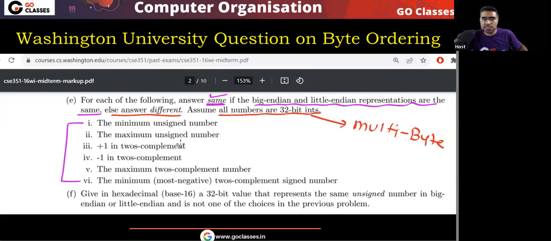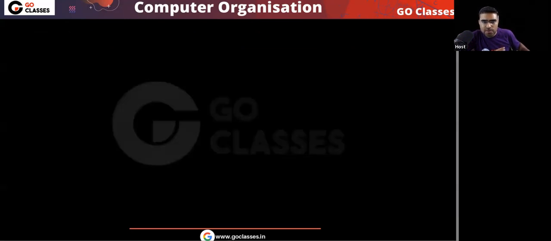A very nice question. This is a beautiful question from Washington University. This is a standard question. So let's solve it. You can see all the numbers are 32-bit integers, all multi-byte integers. Now let's solve it. So tell me, the maximum unsigned number, what is that? In 32 bits, what is the maximum unsigned number?